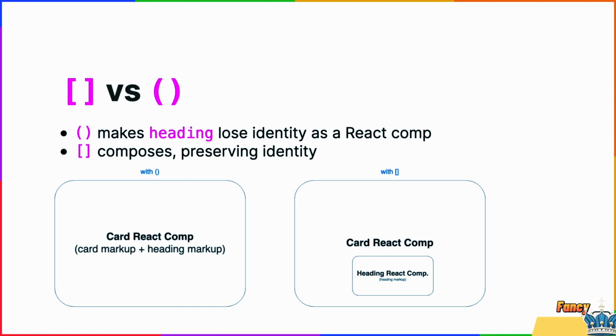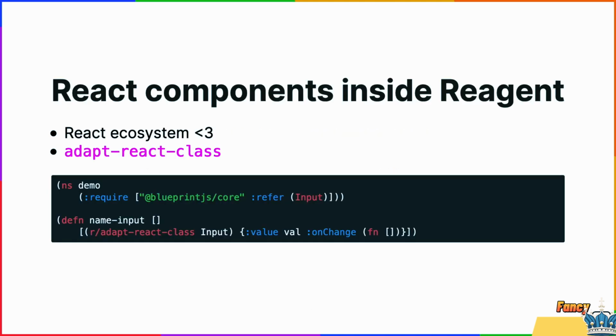It will also lose the properties of a React component, like the ability to be memoized or the ability to have local state. If square brackets are used, the heading function will not be called. Instead, Reagent will package it into a React component and place it inside the card, preserving the properties of a React component.